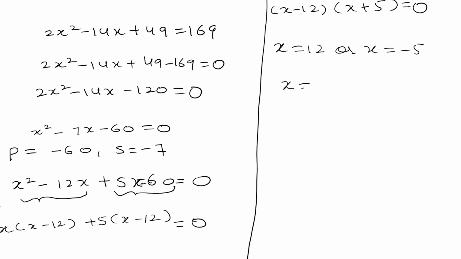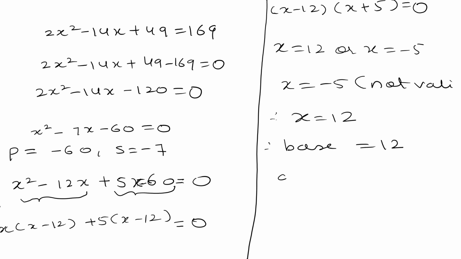But x equal to minus 5 is not valid, because it is the length of a side, isn't it? The length of a side cannot be negative. Therefore x is equal to 12, that is, base equals 12. Therefore the altitude will be 12 minus 7, that is x minus 7, which is 5 centimeters.